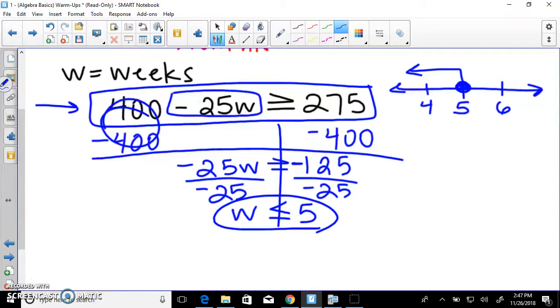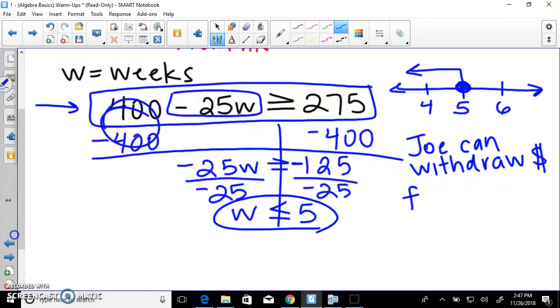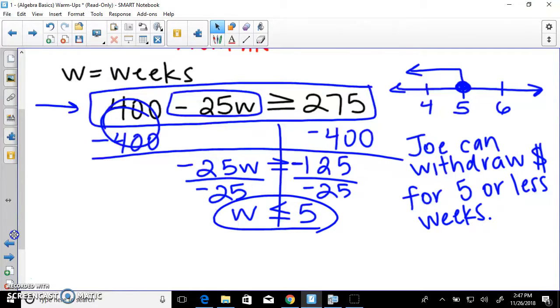Well, it means that Joe can withdraw money for 5 or less weeks. He can only withdraw money for 5 or less weeks.